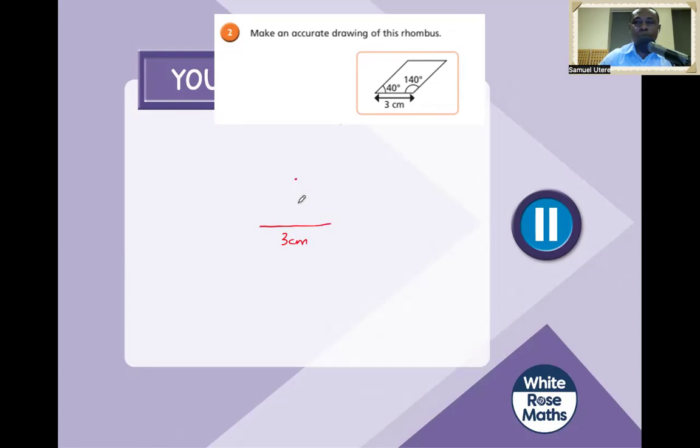Now, you want to be able to draw a 140-degree angle here. So you come here again and mark a 140-degree angle. And then the next thing you do is close your shape. Now remember, when you finish, you can see that this looks like a parallelogram. So you would have this length equal to that length.